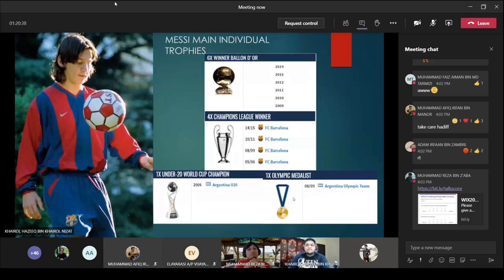Right. So I'm going to talk about Messi's main individual trophies because both of them have tons of trophies. You could make a book out of it. So I will talk about the main ones. Messi has the most Ballon d'Ors. He has 6 Ballon d'Ors, currently the most that a player has ever gotten. He has won 4 Champions League with Barcelona, and for Argentina, he has won the Under-20 World Cup, and he is also an Olympic gold medalist.